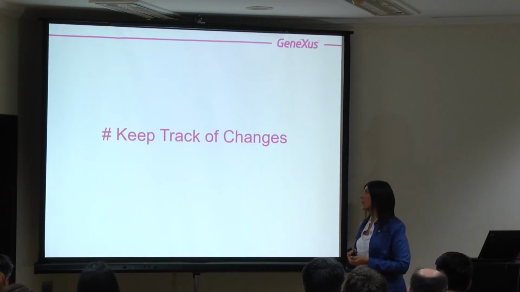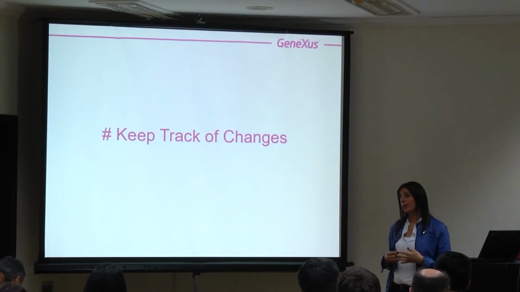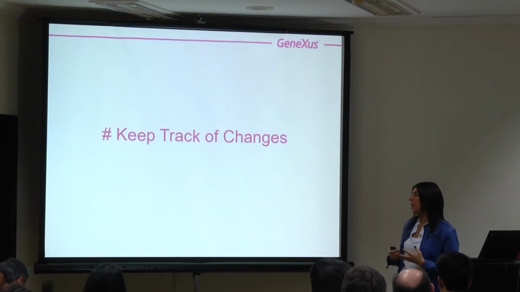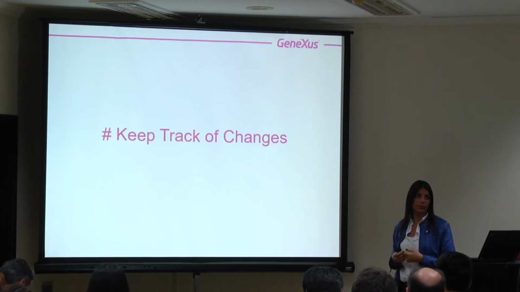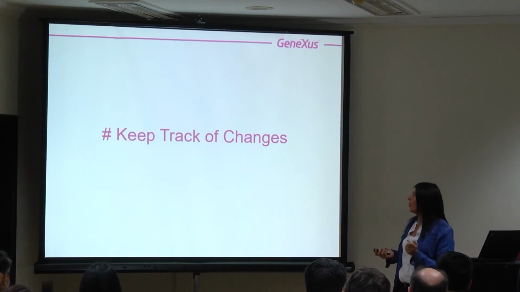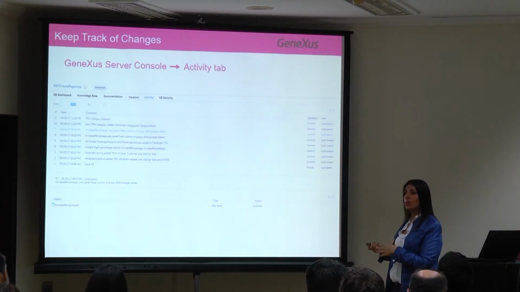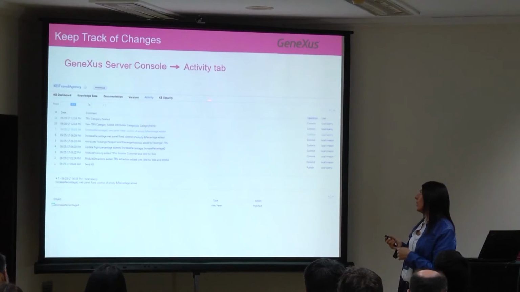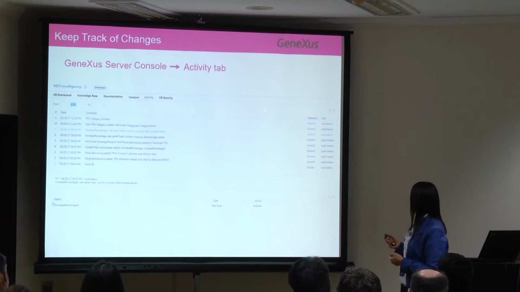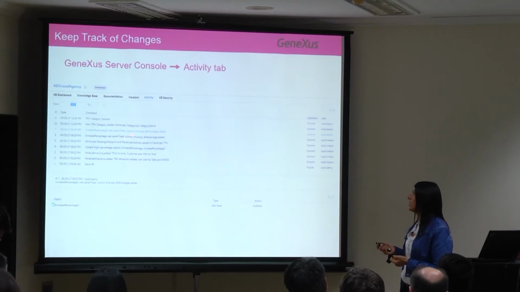Now, another very important functionality, of course, when we're talking about version control options, is to keep a record of the changes. Because every change you make, you want to know who made this change, what was added, what date, and so on. In GeneXus Server, we've got several ways of obtaining that information. On the one hand, we can obtain it from GeneXus Server's console. When I have access to the console, in the activity status, I can see all the changes made for that KB. I can see the user who made the change, what operation was done, and the date.